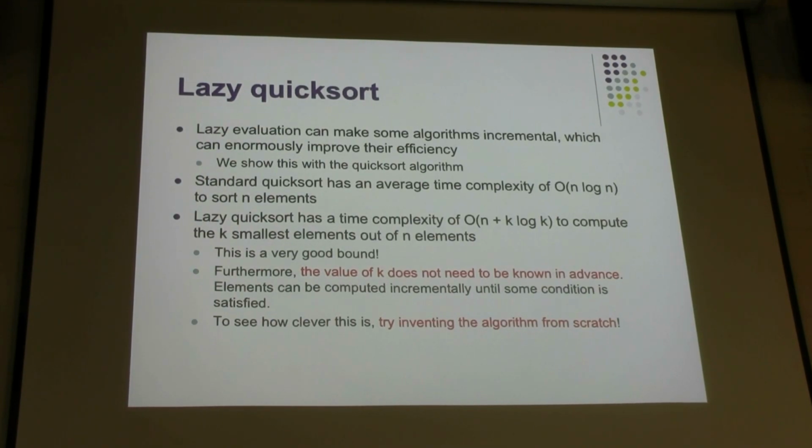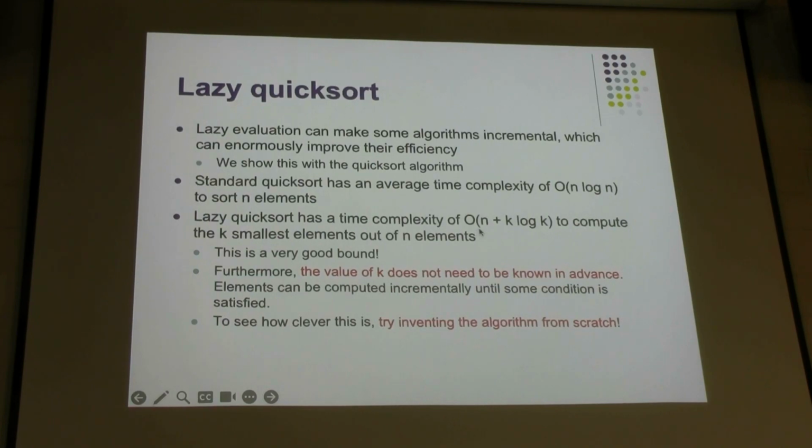The standard quicksort has a complexity of n log n on average. Its worst case is n squared, but if you pick the pivot randomly, then it's n log n. The lazy quicksort will be n plus k log k. So it's basically linear, not n log n, which is much more efficient. The n log n is only for the elements you compute.